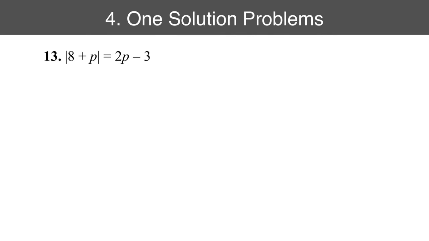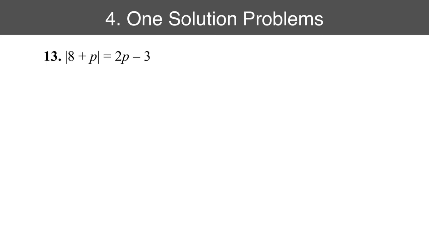Now, you'll notice something different here than what we've seen on the other problems. You have a 2p, or you have another variable on the other side of the equation. Most of the time, over here, you just have a single number, and the variable is inside the absolute value. But this time, we have another variable, another p. So that is your key or your indication that this is going to be a one solution problem.